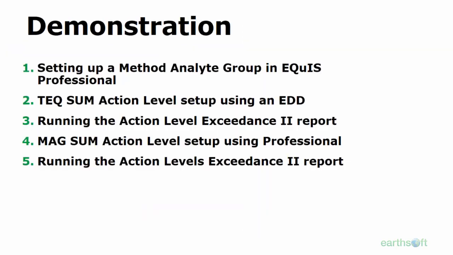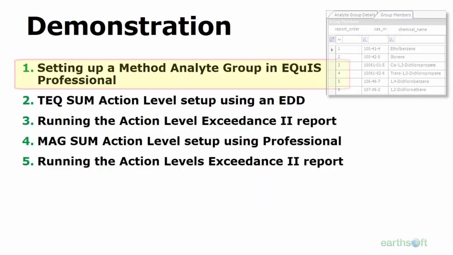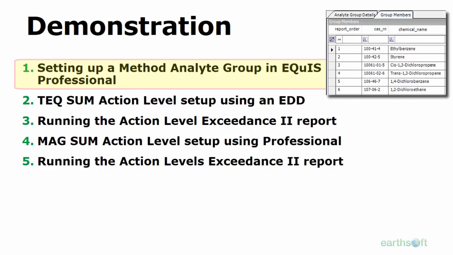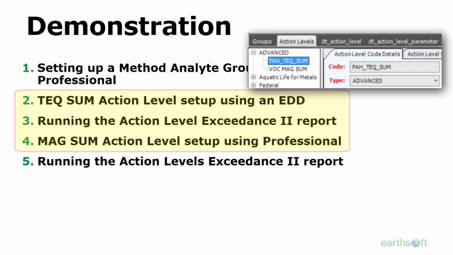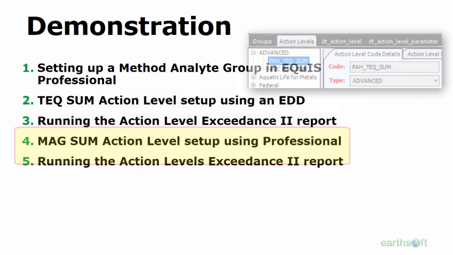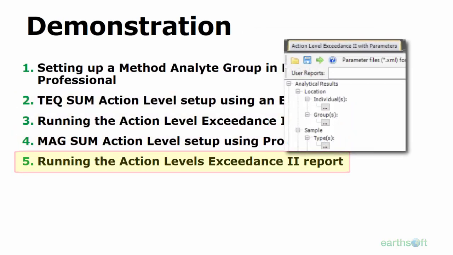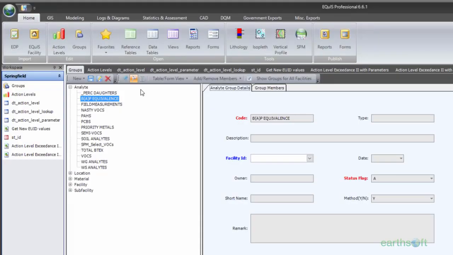For today's demonstration portion of the presentation, I will show you guys how to set up a method analyte group in EQuIS Professional. This is key to both the TEQ and MAG sum action levels. Then I will cover setting up your action levels using an action levels EDD format and how to perform this action manually in EQuIS Professional. And then finally at the end, I will run an action level exceedance 2 with parameters report to highlight the expected output. Let me bring up EQuIS Professional.